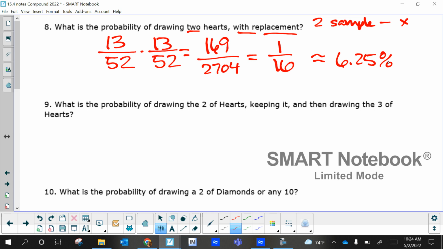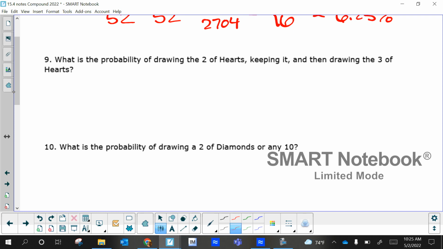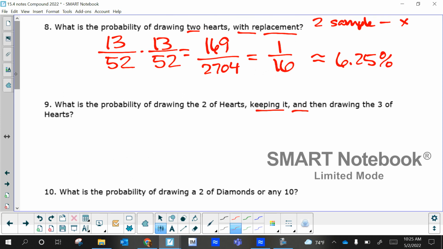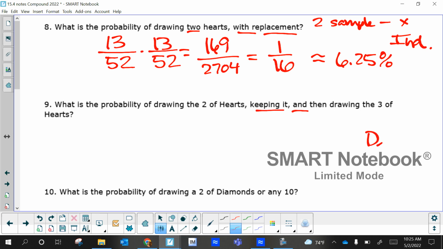Okay, let's look at number 9. What is the probability of drawing 2 hearts, keeping it? Going back to this one, was it independent or dependent? If I replaced it, it didn't really have an effect on it, right? So this is an independent event. Forgot to mention that. All right, this one over here, I'm keeping it. So this one's going to be dependent. This one is going to have an effect because it's going to affect the total amount of cards that I'm using. And so this is another 2 sample problem.